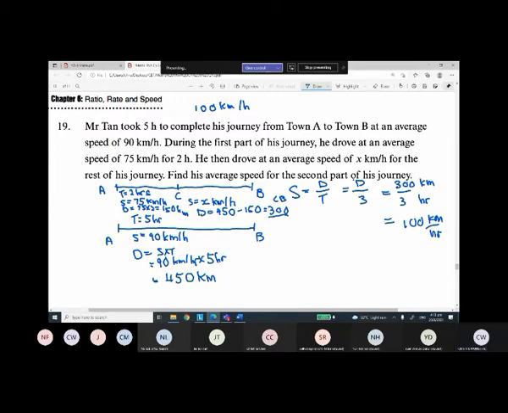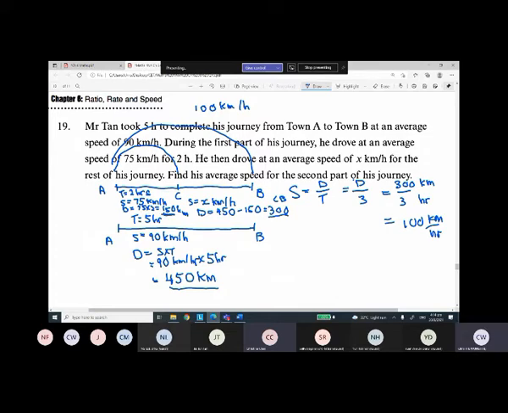What is A to B? What is the distance A to B? 75? No, A to B is 450, right? Oh, 450. Okay. A to B is 450. Now you look at A to C. Tell me what is A to C? A to B is 450. What is A to C? 300. No, A to C is 150. 150. Right?